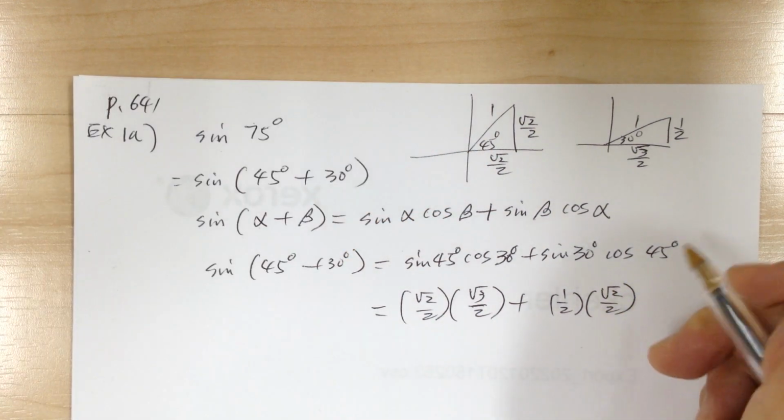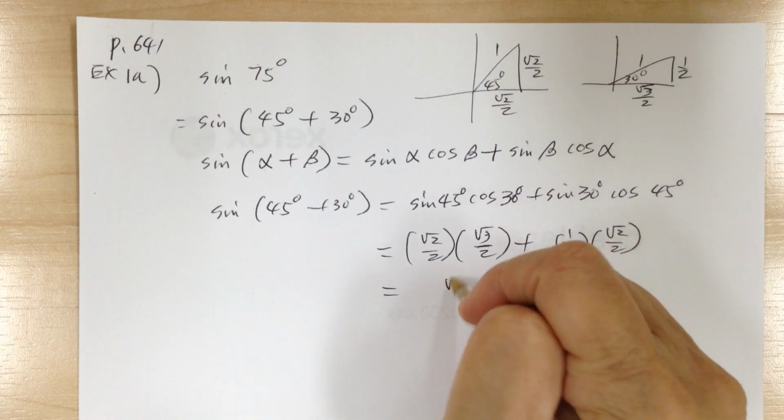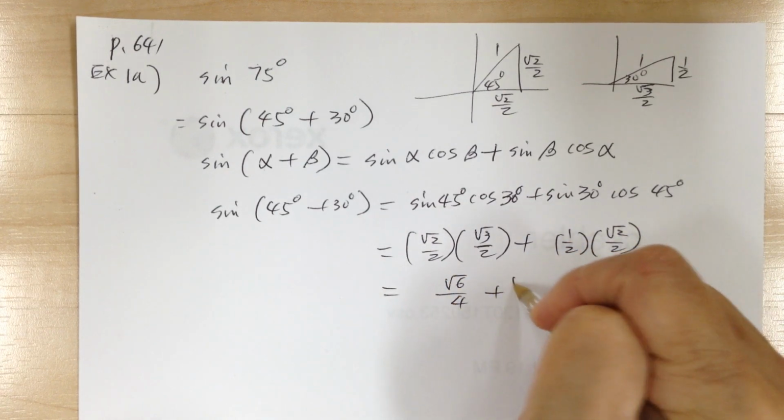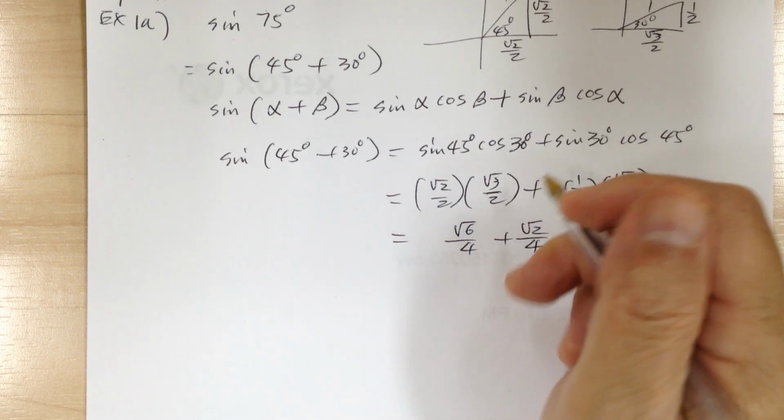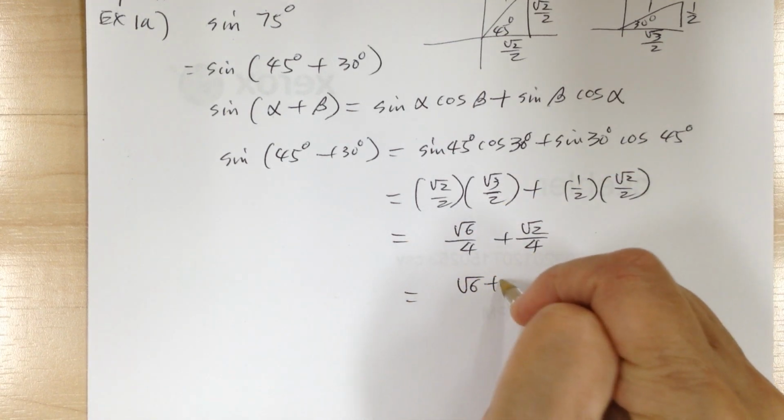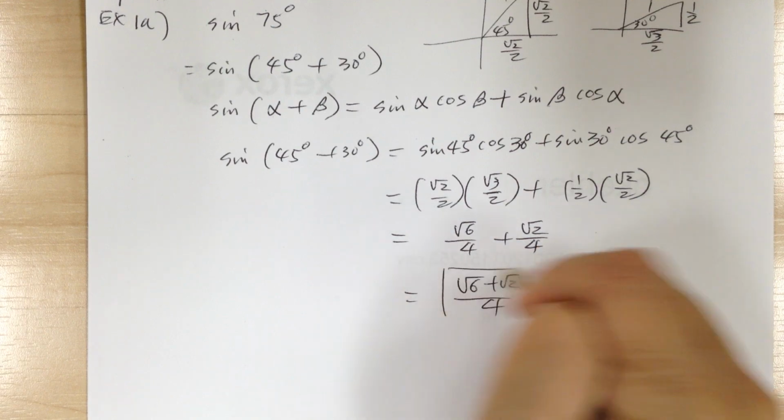Then you just simplify, so you get square root of 6 over 4 plus square root of 2 over 4. And if you put them together into one term, this would be square root of 6 plus square root of 2 over 4.